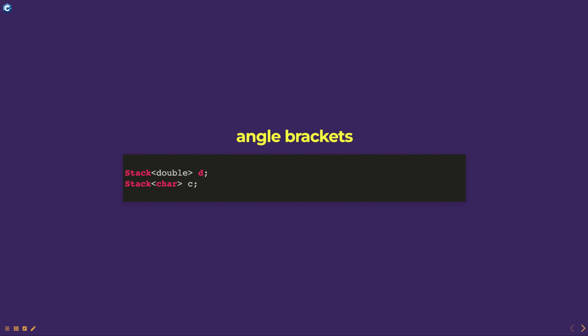The compiler generates a separate class for each instantiation of the class template with the appropriate data type specified in the angle brackets.